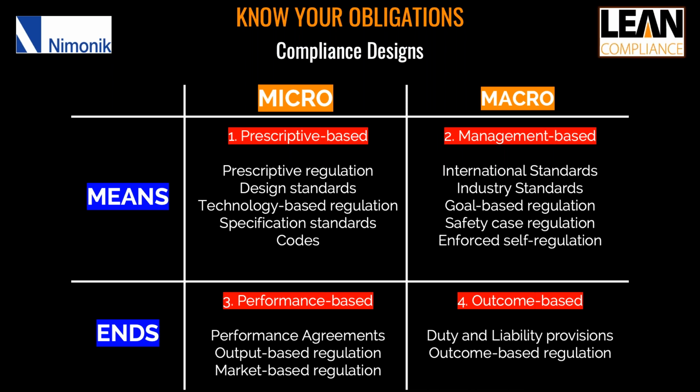And then lastly, we've got the fourth quadrant. This is the outcome base. This is the macro ends. Big picture, big ends that we're looking at. And duty and liability is one of the big areas here. And every company has a duty and a responsibility for safety and for the environment and things of that nature. And they come from these kinds of obligations. So as you can imagine, depending on the framework or the approach you're looking at, you're going to need to do something different. You're going to need to know something perhaps different about your obligation in order to understand how to manage them effectively.